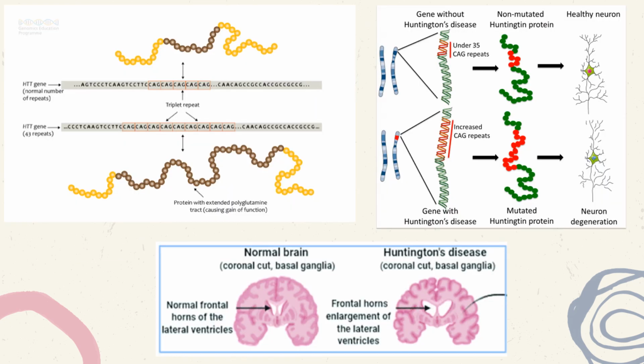These images show how the mutant protein works. So right here, it's normal, but right here you can see that there are multiple repeated CAG portions, which cause it to be extended. And the extra repeats cause neuron degeneration, which ends up causing Huntington's disease. And as you look at the brain, they are significantly different. This says the frontal horns, enlargement of the lateral ventricles, are significantly larger.